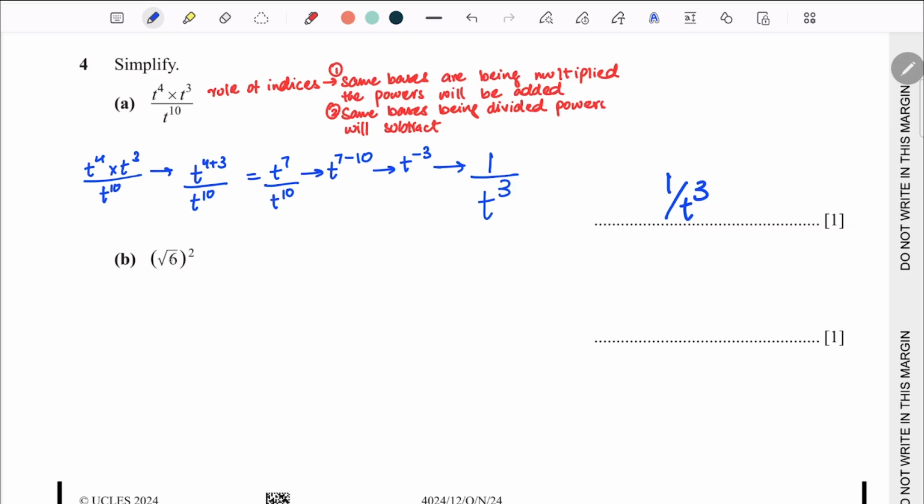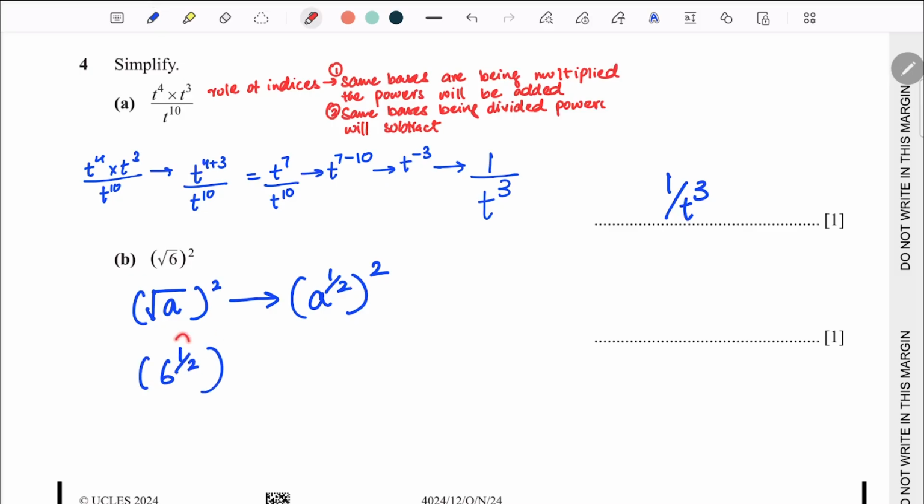Then in part B, root 6 whole squared. So basically the general form is a square root to the power 2. A square root can be written as the power 1 over 2. So when we do this question, we can write 6 to the power 1 over 2. This 1 over 2 is representing the square root, and the whole power will be squared. So 6 to the power 2 over 2, because both of these powers will multiply. 1 over 2 and 2 will be multiplied with each other. And the final answer will be 6 to the power 1, which can also be written as 6.